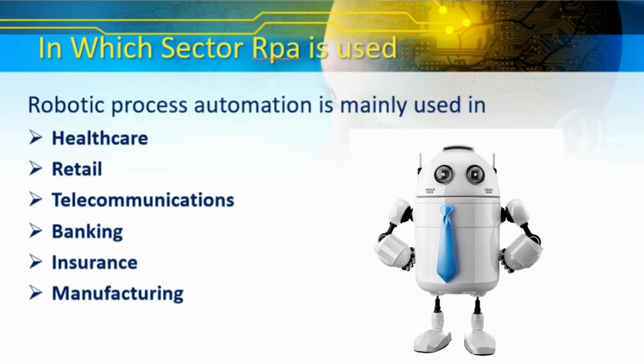In which sector is RPA used? Robotic process automation is mainly used in banking, insurance, retail, manufacturing, healthcare and telecommunication industries. Some of the examples of RPA in healthcare sectors are booking appointments, patients' data entry, claims processing, billing, etc. In retail industry, it helps in updating orders, sending notifications, shipping products, tracking shipments, etc. In telecommunication industry, it will help in monitoring fraud, data management and updating the customer data.